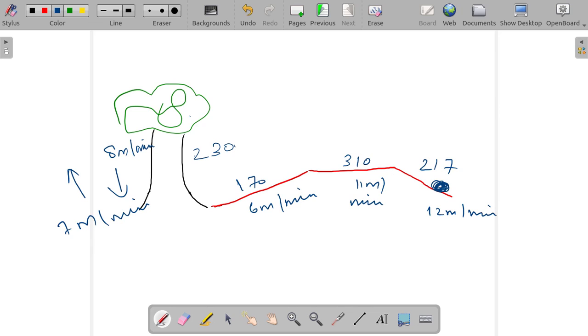When it is going to return, it has to do it in the opposite way. Whichever was climbed up now has to be climbed down. So, it will climb up 217, then move straight, which will always be the same, 310, climb down 170, and then climb up through 230, and we are going to vary the speeds accordingly. This is the idea.